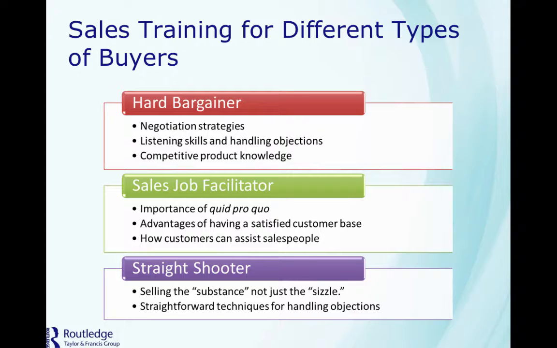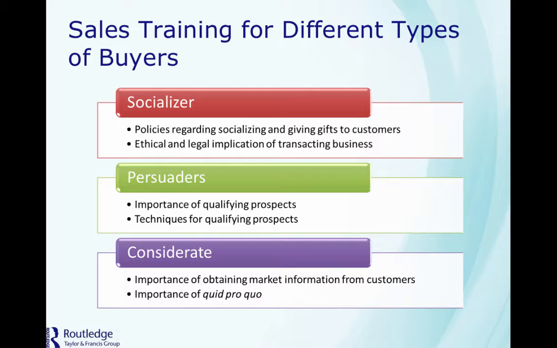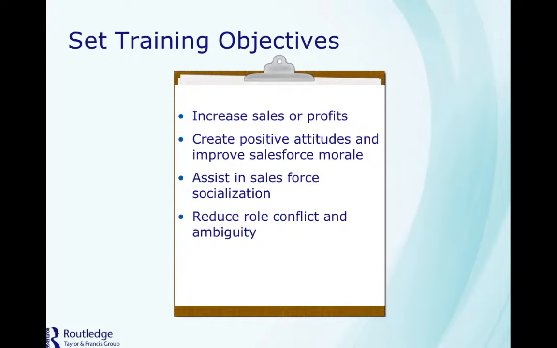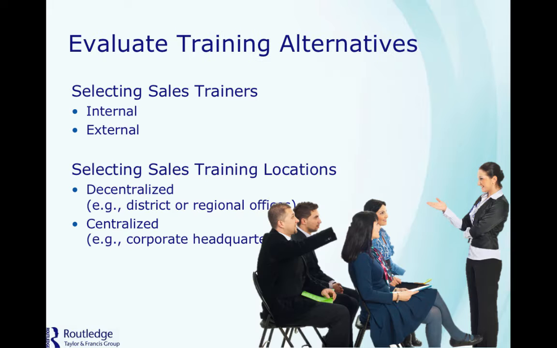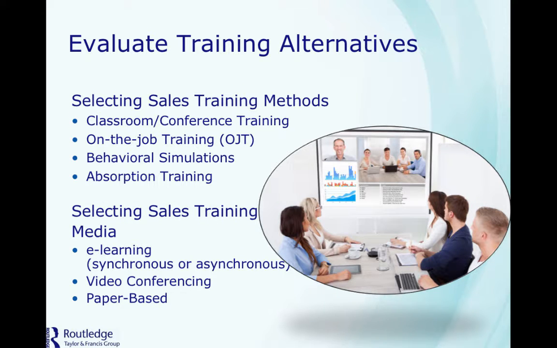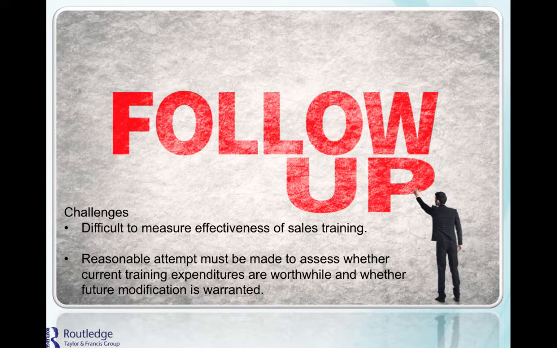Understanding the different types of buyers that might be encountered and how training can address how to deal with these different types of buyers. Some sales training objectives, there's a number of them that are provided. I would have a good understanding of what those are. And ways of evaluating different alternatives to training. Different sales training methods, different media. And then what are some of the challenges associated with effective sales training?